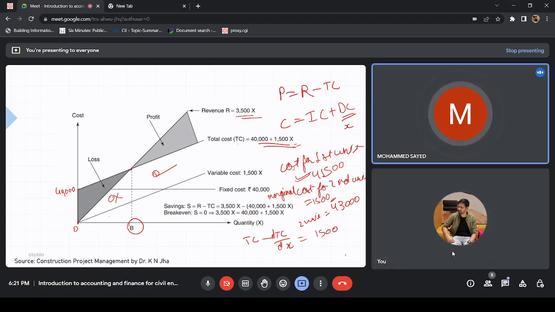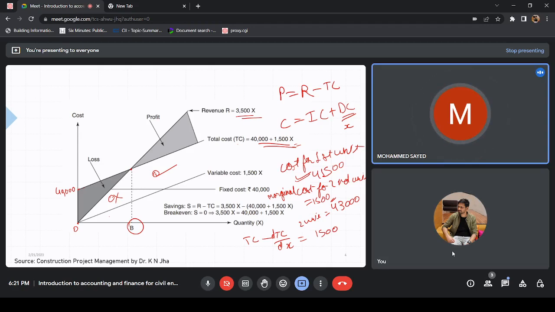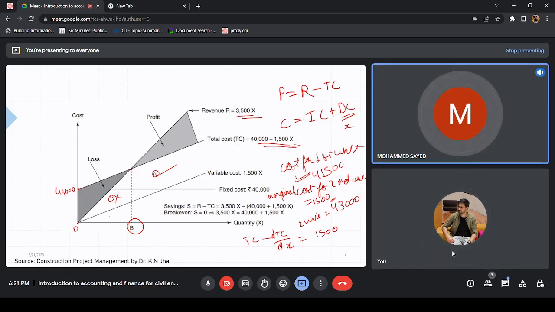Yes, sir. Question was similar. So only change would have been the powers. Yeah, but for marginal cost, what we have to do? We have to take the derivative of total cost, like the previous one that you have done. Like we have to put 2 or 3, the number of units, in at X.